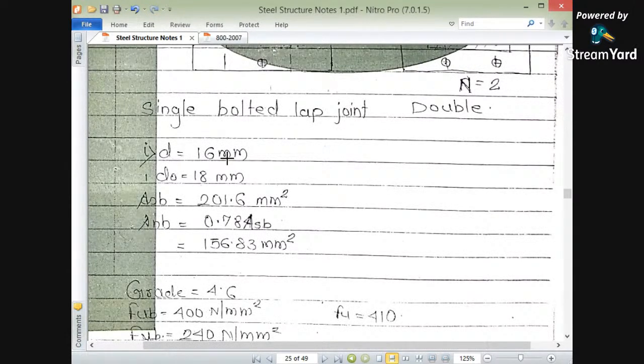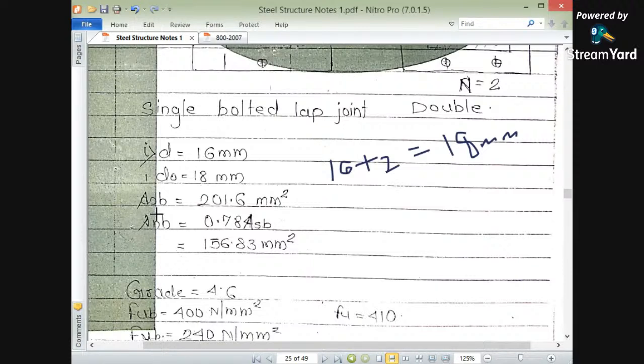So the diameter of bolt is 16 mm. What is the diameter of hole? Extra we have taken 16 plus 2, it comes to 18. Why are we adding 2? For the extra surface required where we are tightening the bolts. So the diameter of hole is taken 2 mm more than the bolt diameter, from the table.